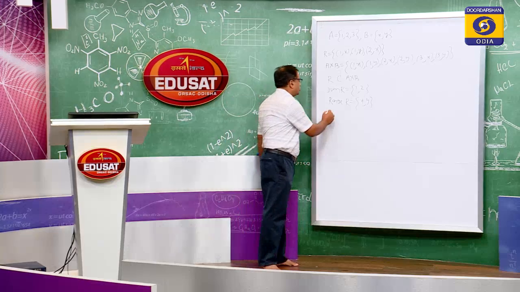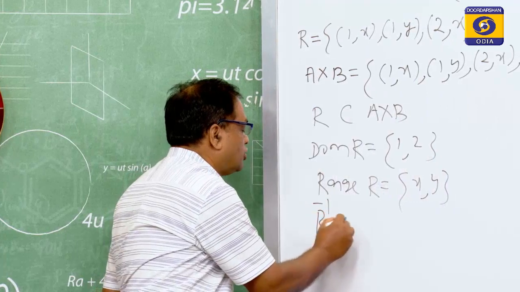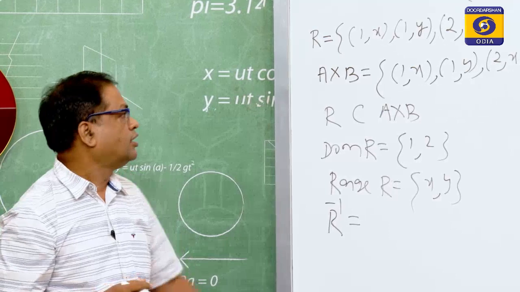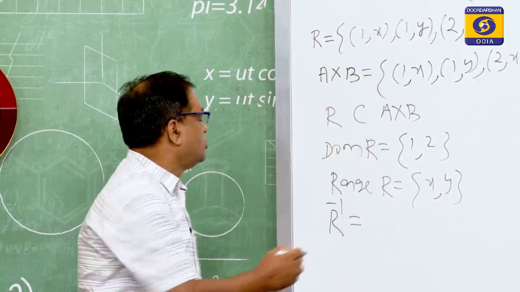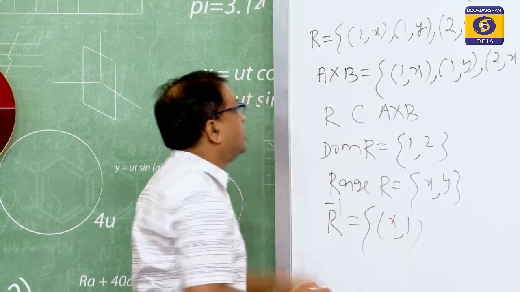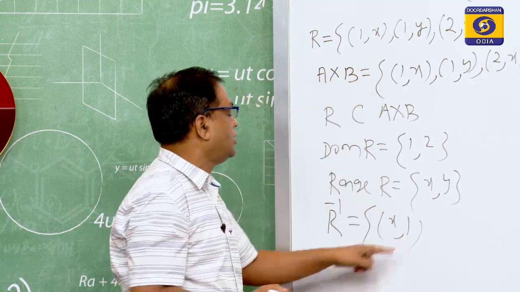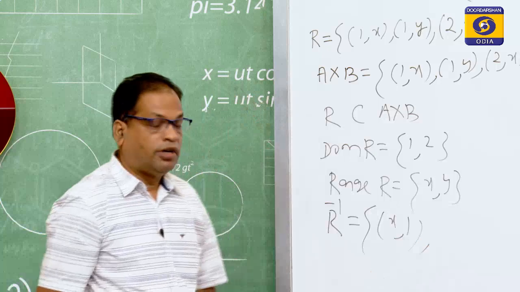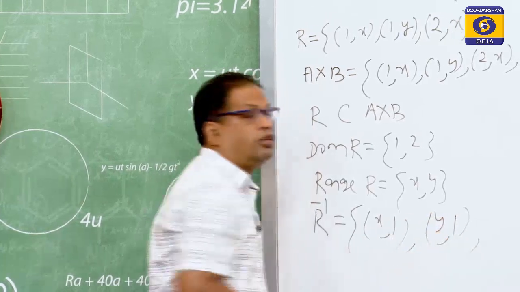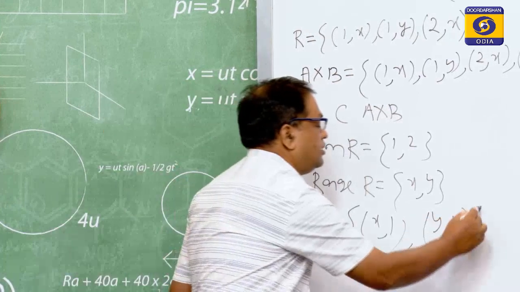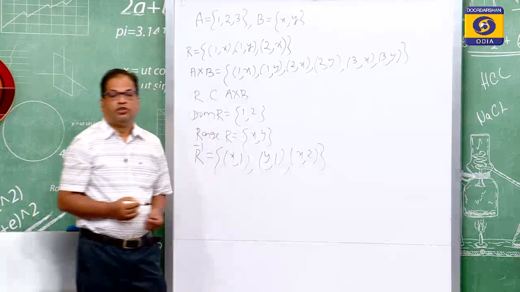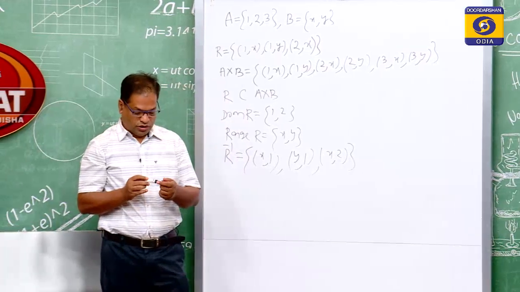Next, R inverse. R inverse is (b, a) such that (a, b) belongs to R. Here R is (1, x). So, we just reverse the ordered pair. Instead of (1, x) we write (x, 1), and (1, y) we write (y, 1) and (2, x) we write (x, 2). So, this is your inverse relation.